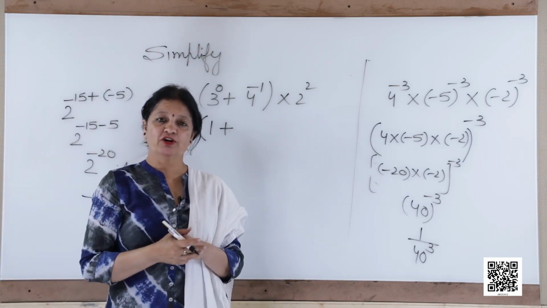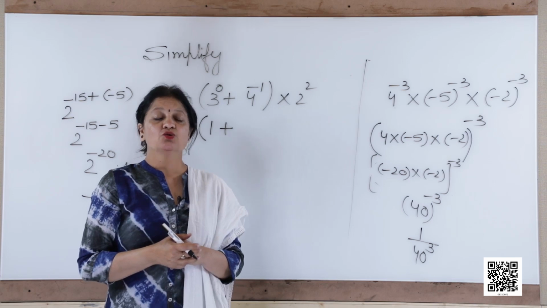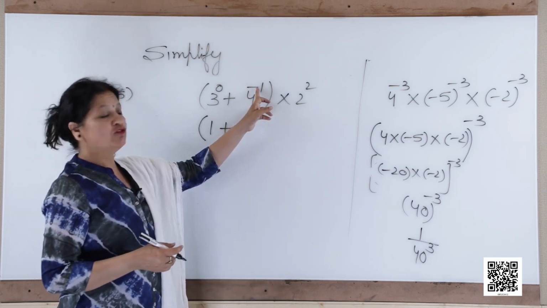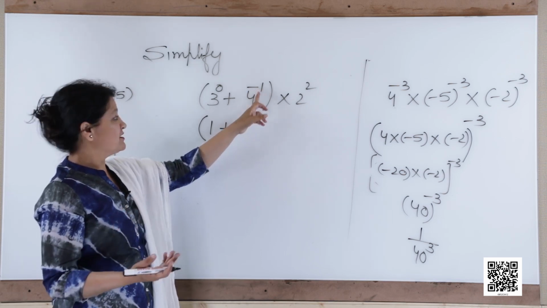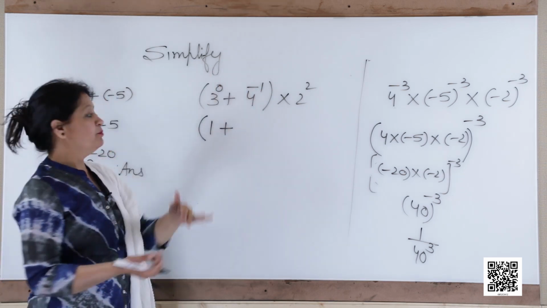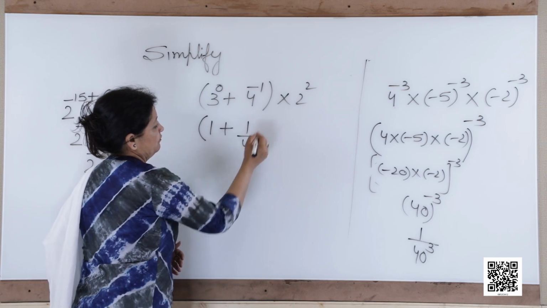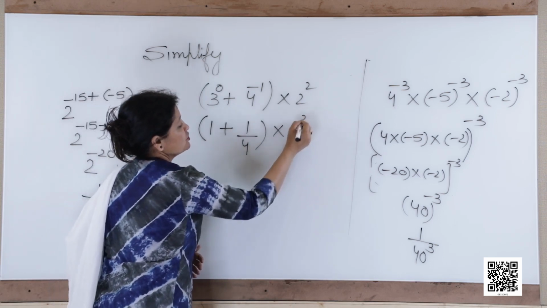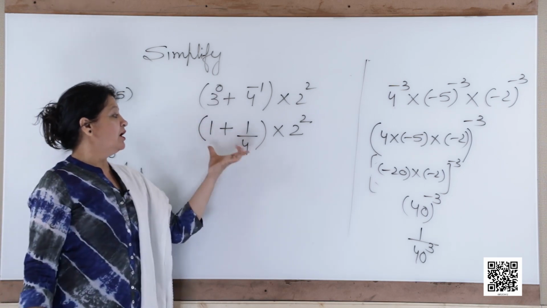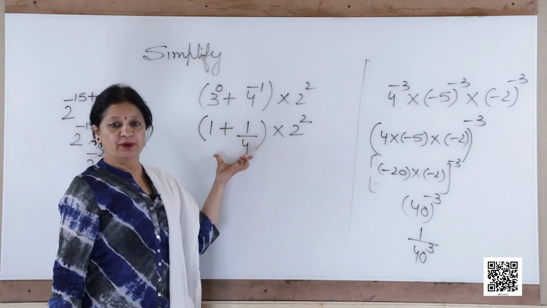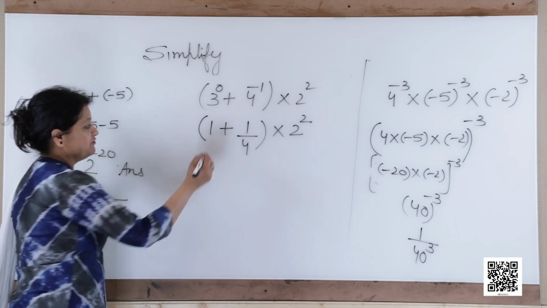First of all, we'll convert the power into positive. So any number, any power to convert it into positive, we have to take reciprocal of the base. So 4 will become 1 by 4, multiply by 2 raised to the power 2 is as it is. Now, all of you have done how to add these numbers. 1 plus 1 by 4.